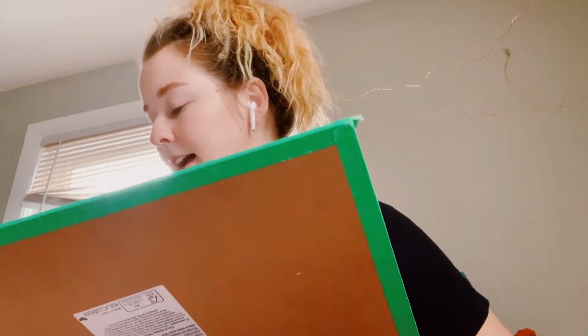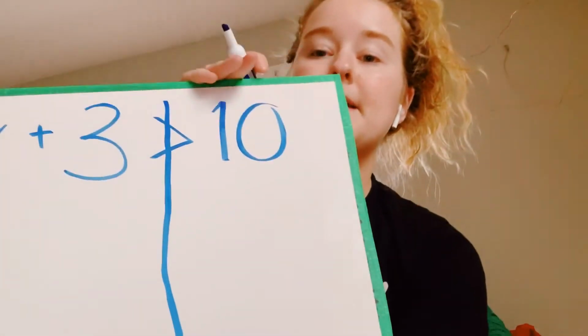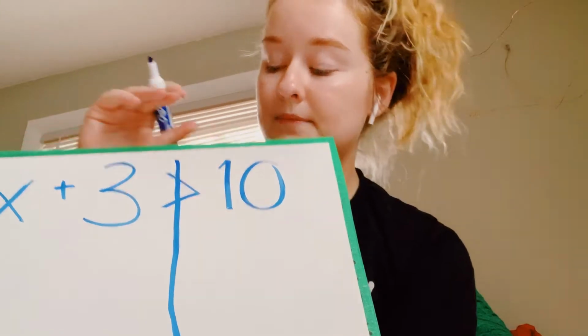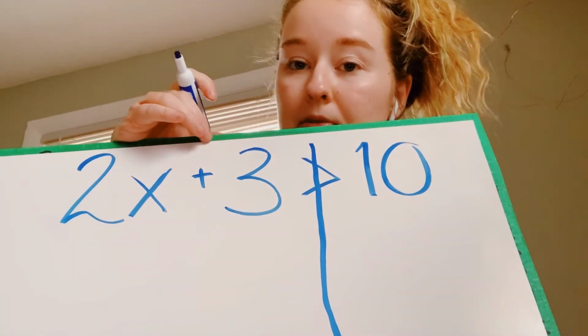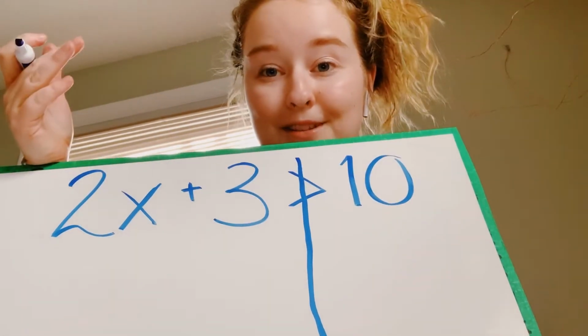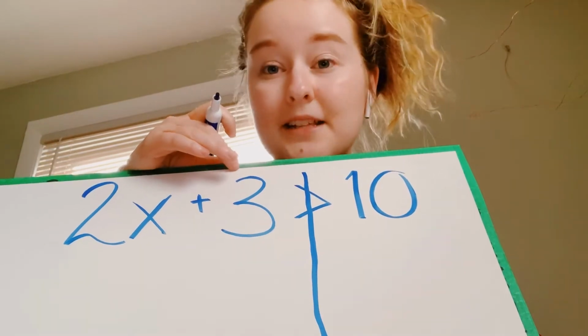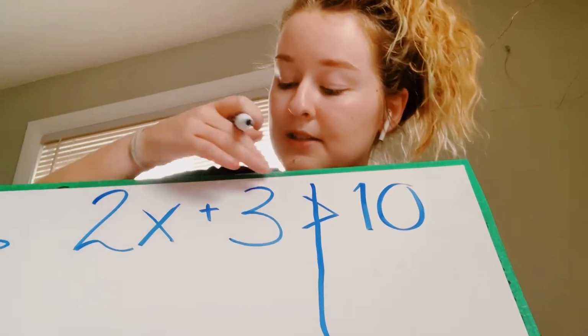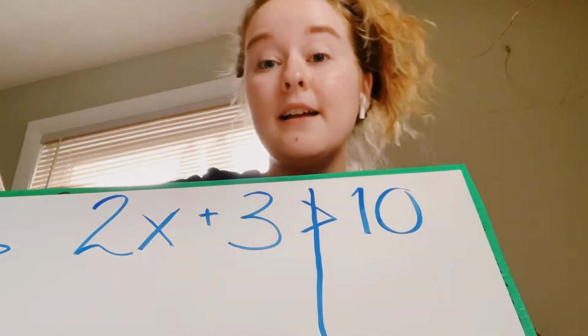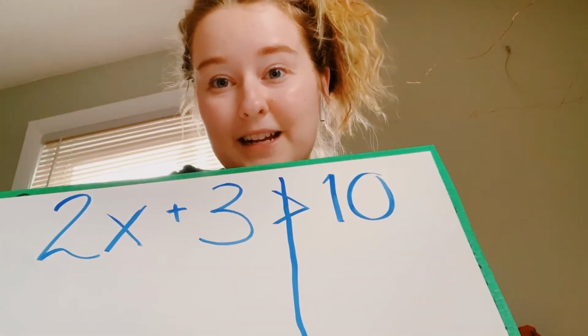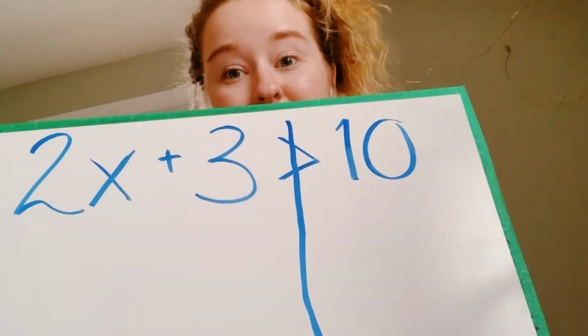I know I have two sides. I want to keep them split so that I know what to do on each side. I want to get rid of my lonely number first, right? Just like with an equation, I have a lonely number here. That's what makes it a two-step inequality. So I want to get rid of the plus 3. How do I get rid of plus 3? The inverse of plus 3 is minus 3.